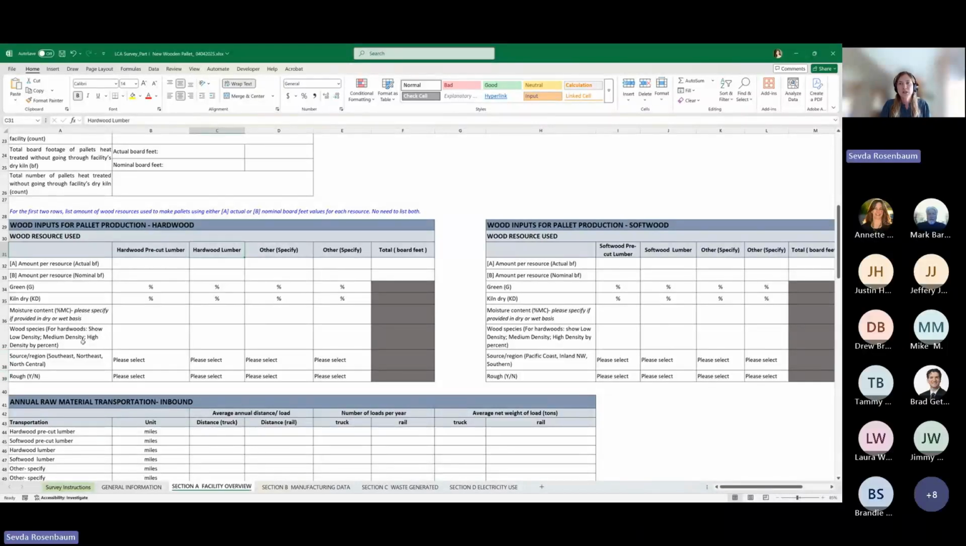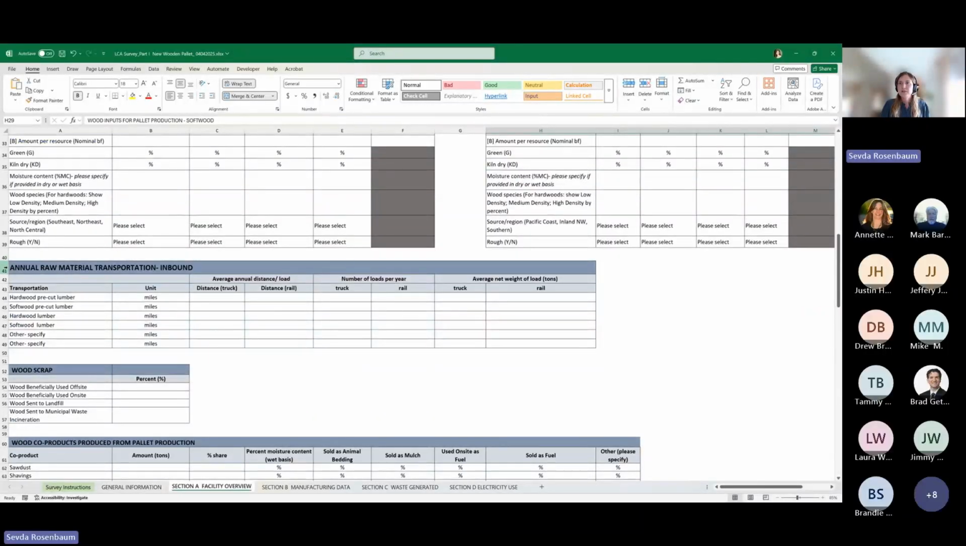This information will help us to use the most representative data for the upstream from the Forest Service because they have dry lumber, green lumber, rough lumber, and other options. So we would like to use the most accurate data as much as possible. And we have two tables, one for the hardwood, one for the softwood resources used in the system.